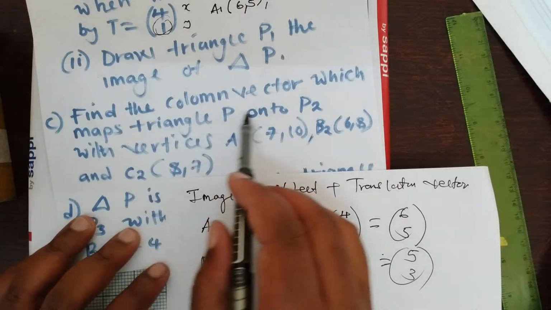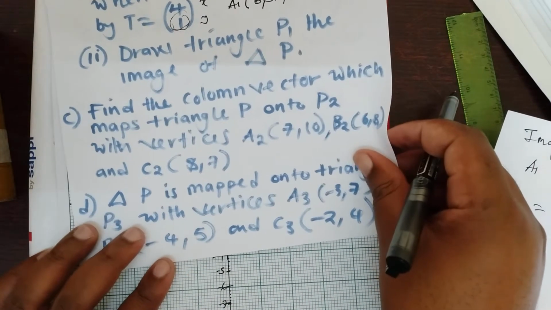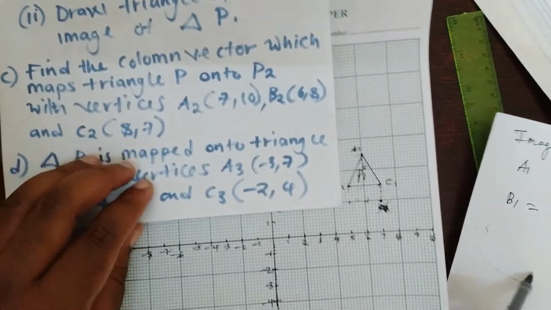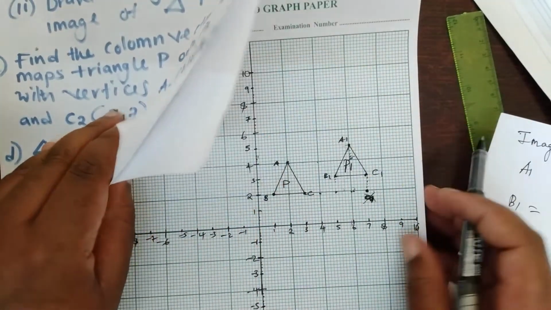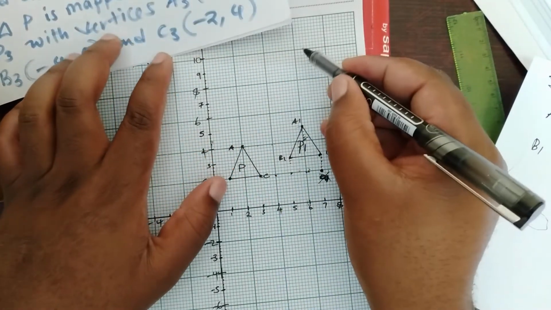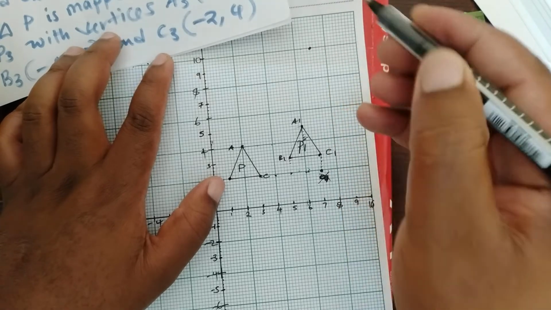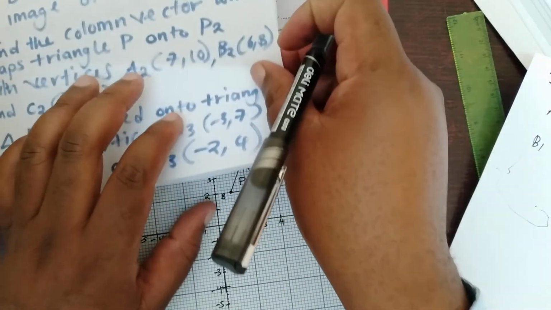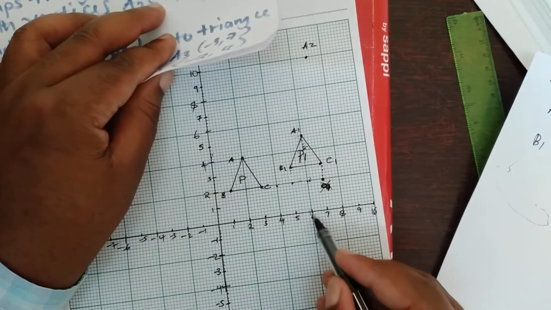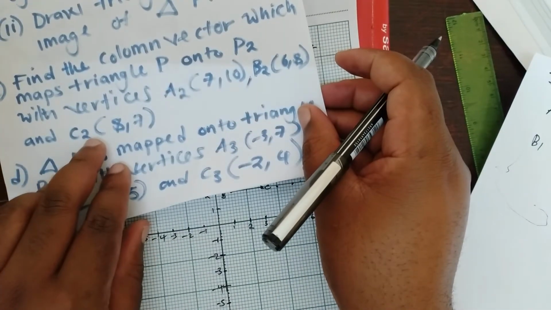C, we are saying find the column vector which maps triangle P onto P2, right? With vertices. So if you want, you can draw P2. What are the vertices for P2? Vertices A2 is (7, 10). All right? You go to 7, 10. This is 6. 1, 2, 3, 4, 5. So this is it. A2. The next one is B2, (6, 8). 6 here, 8 here. This is the B2. The next one is C2, (8, 7).